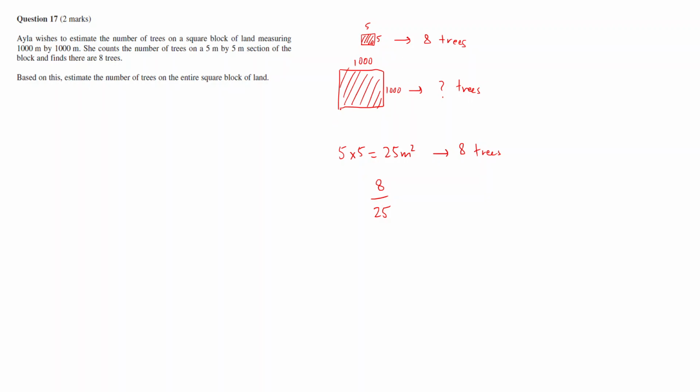What is the area here for this bigger land? This area is 1000 by 1000 is equal to 1 million meters square. So if this is per meter square, this is the fraction for the number of trees. You multiply it by 1 million meters square. And in return what you get is the number of trees, which is 320,000.